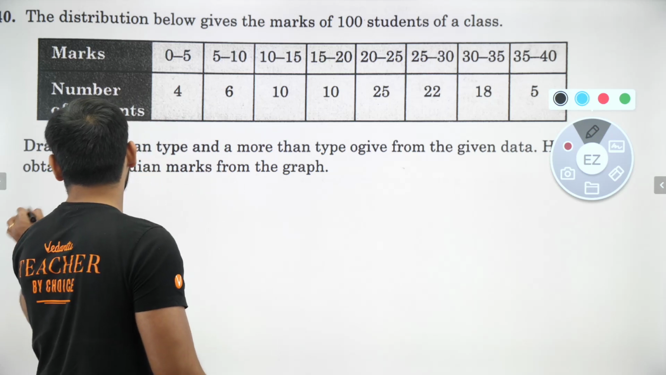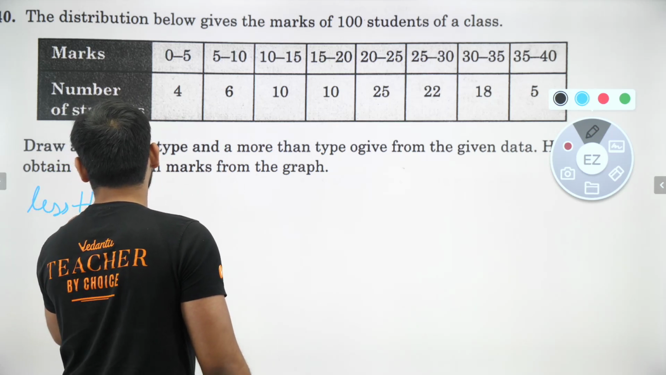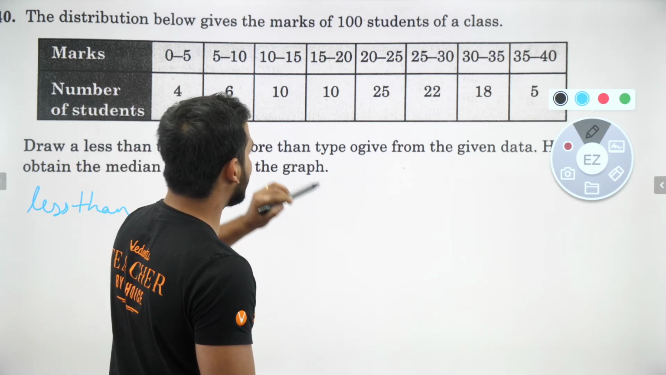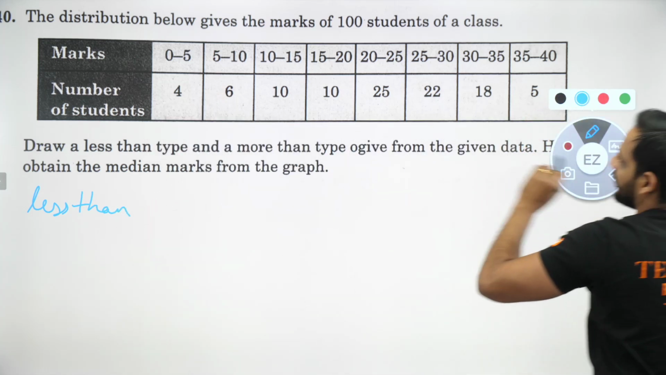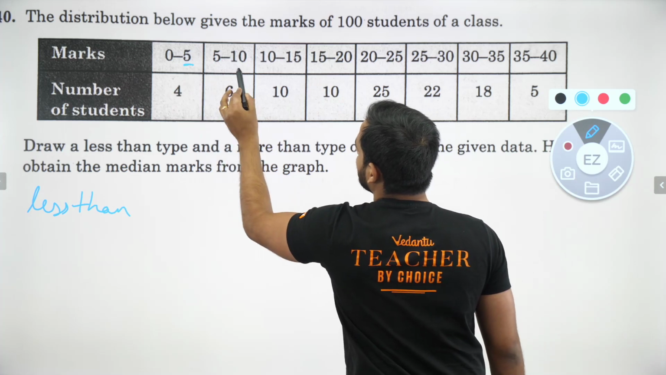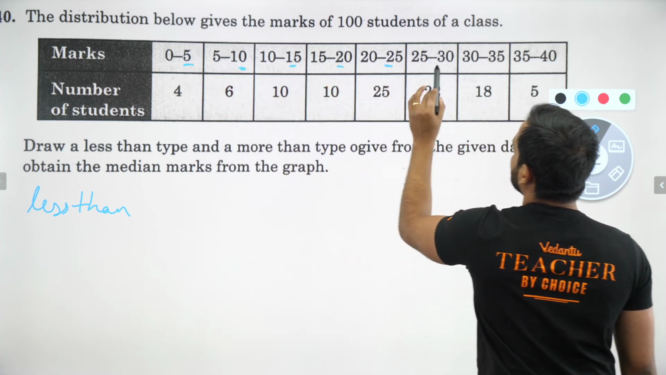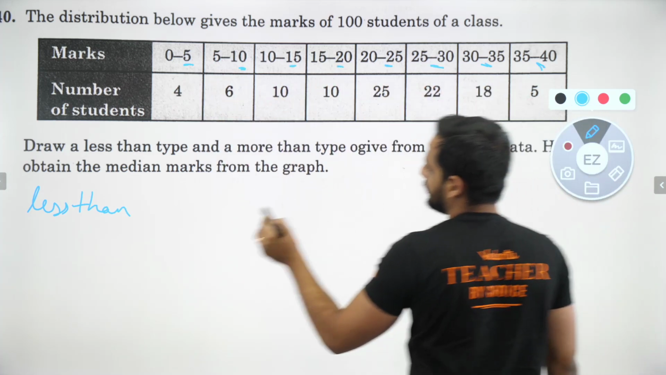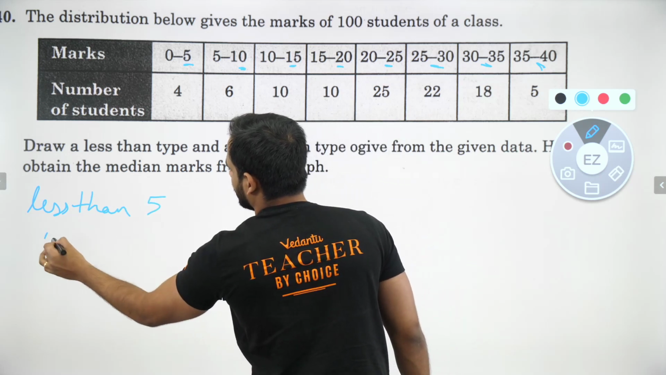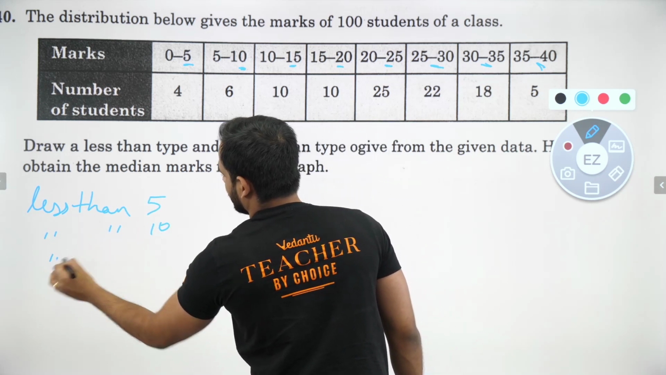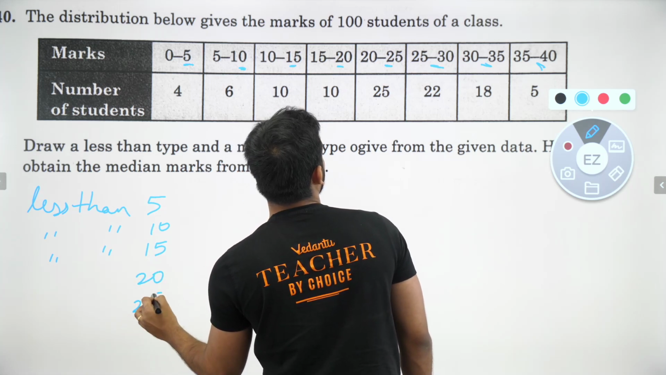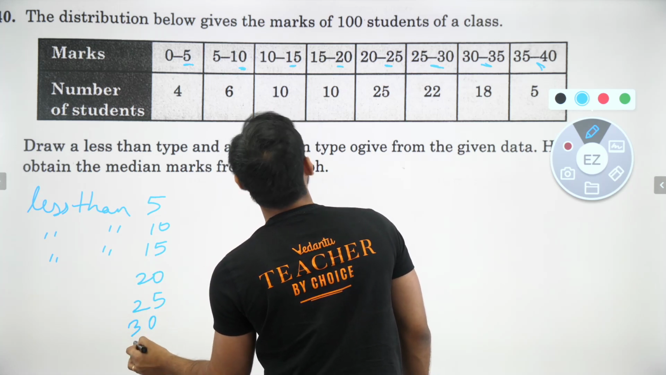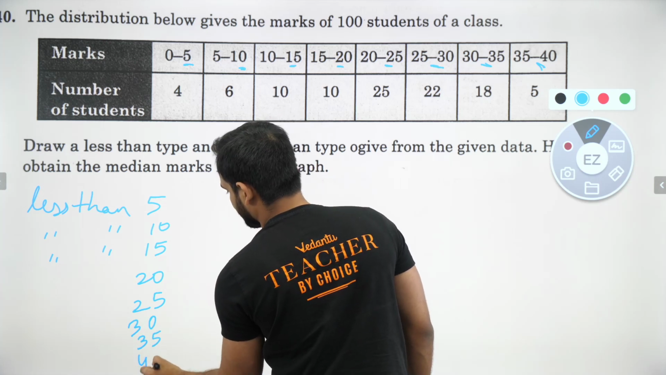Okay, remember, for less than type, which values will you write? Always remember, sir, for less than type we always take the upper class limits. So it will become less than 5, less than 10, less than 15, less than 20, less than 25, less than 30, less than 35, less than 40.